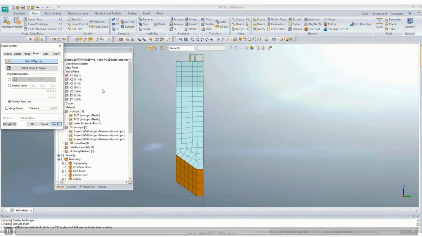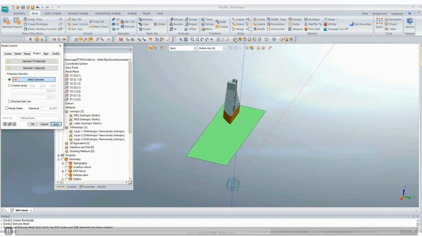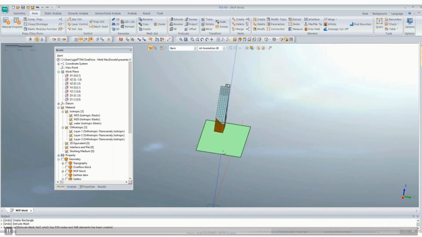Just select these nodes. Okay, and direction in vertical direction. So it's fine. I don't need this.